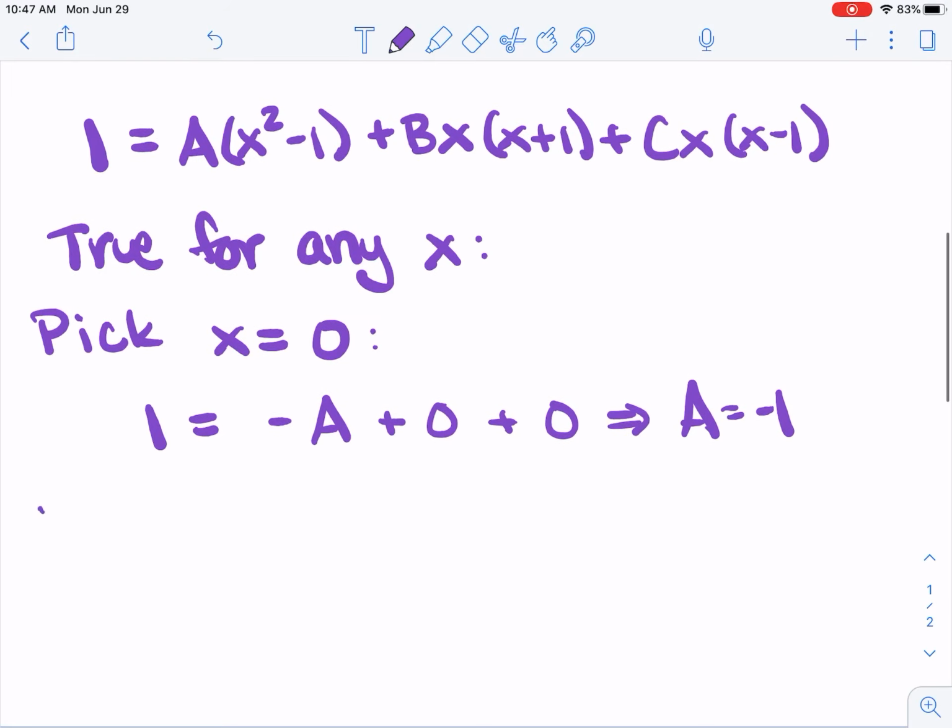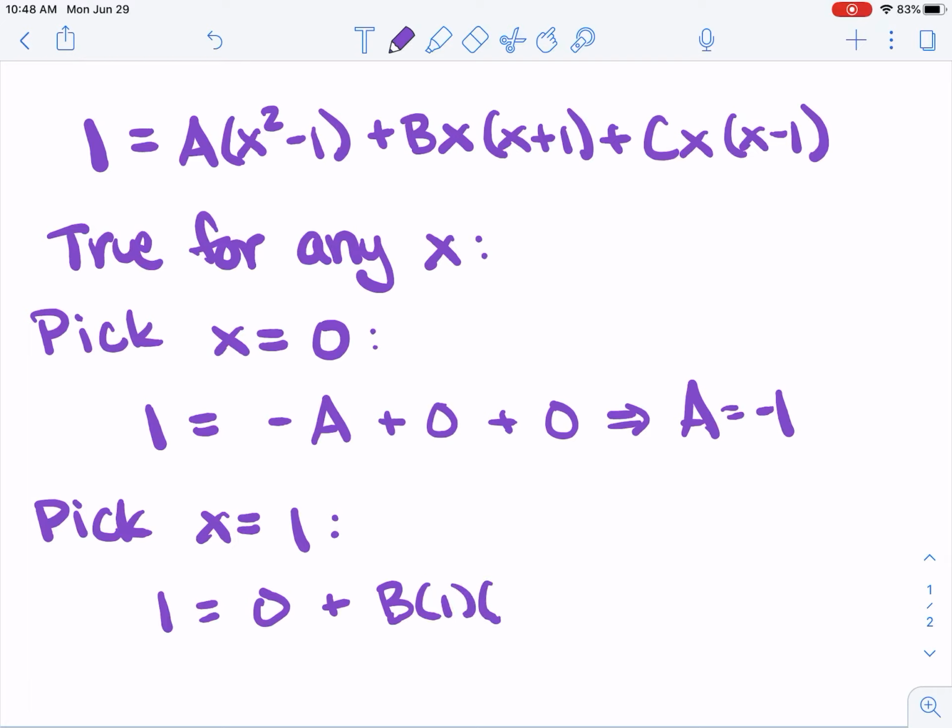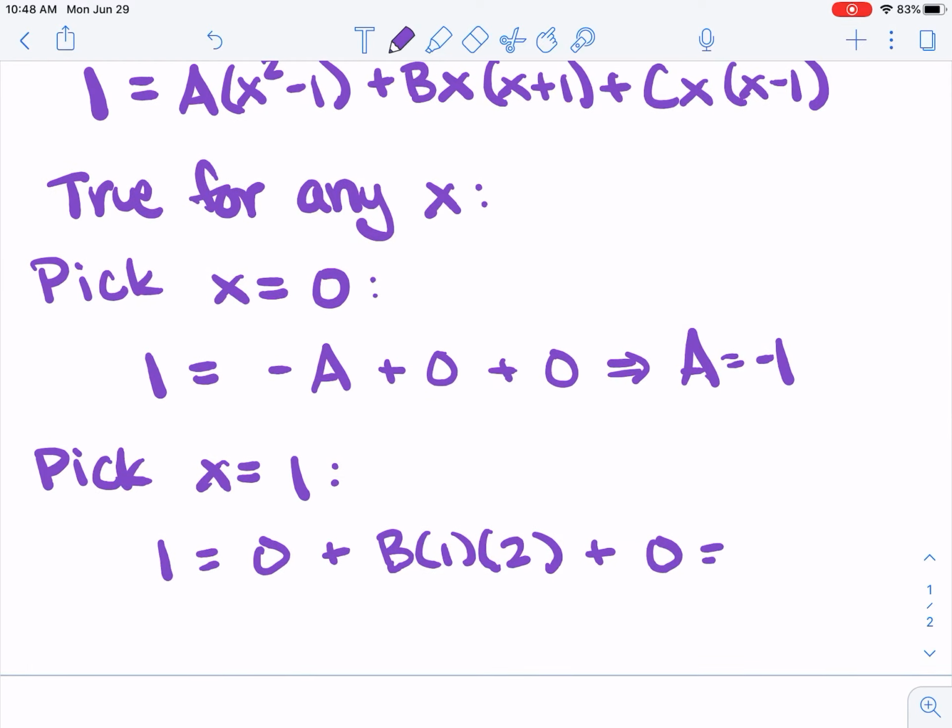It's another value we could pick for x. Let's pick x equals 1. If I pick x equals 1, then I have the equation 1 equals 0 plus b times 1 times 2 plus 0. So I plugged in x equals 1, and I get the result b equals 1/2.